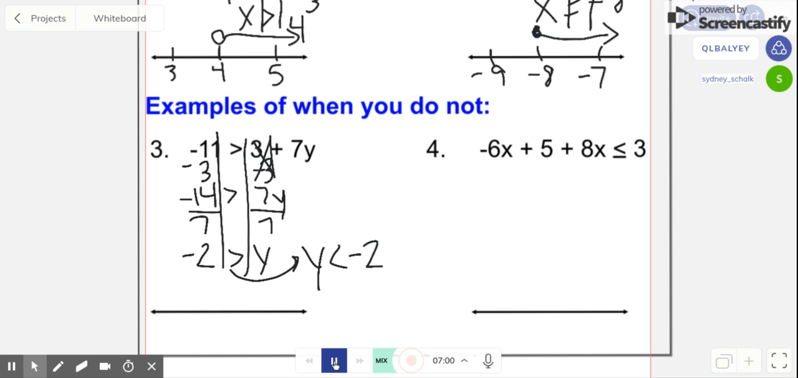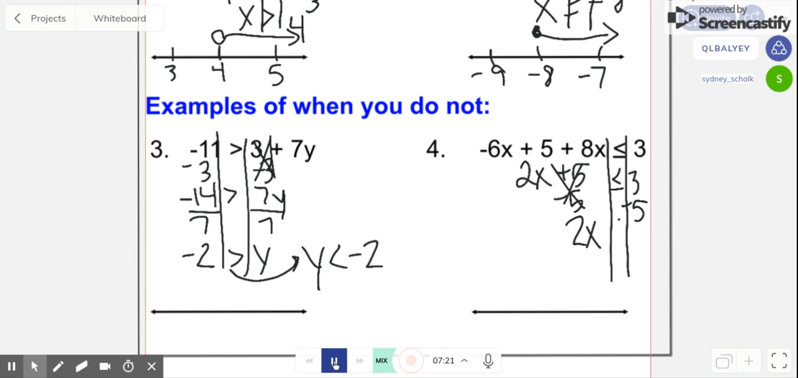For number 4, it's the same idea, but first I have to combine like terms. So I have negative 6 plus 8x giving me 2x plus 5 on the left is less than or equal to 3. Next step, subtract 5 from both sides, and I get 2x on the left is less than or equal to 3 minus 5, which is negative 2.